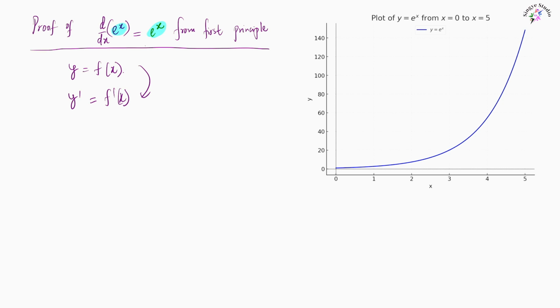But in this case, if we take y equals e raised to x, then if we take the derivative of this function, it will not change. It will remain as e raised to x only.